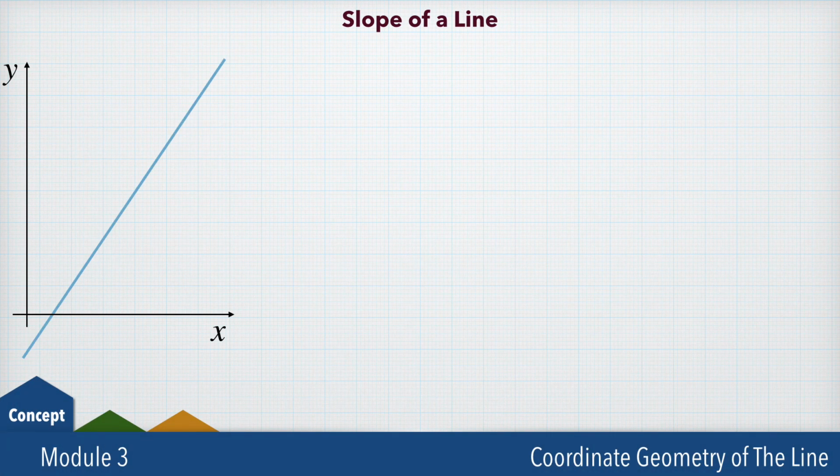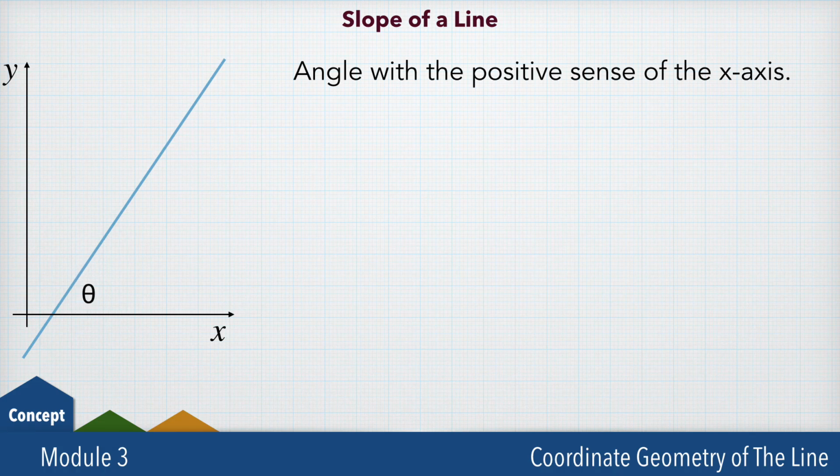The method of finding the slope of a line depends on what information is available. If given the angle made by the line with the positive sense of the x-axis, then the formula m equals tan theta can be used. The tan function of the angle made will give the slope value.